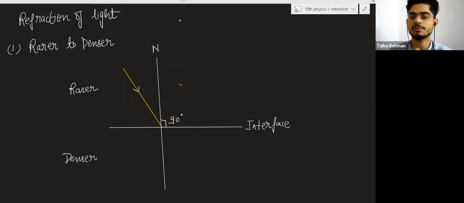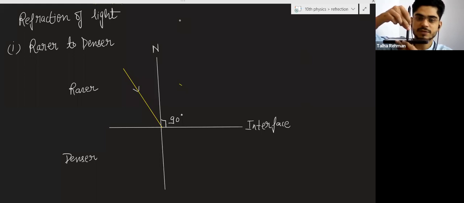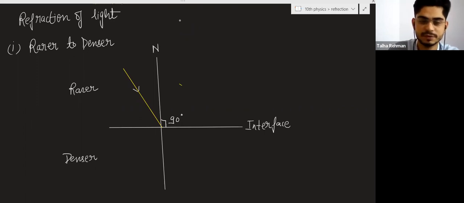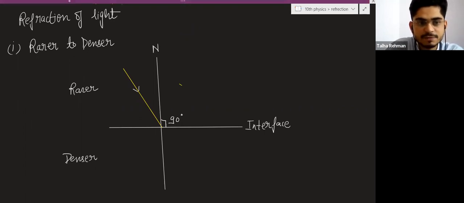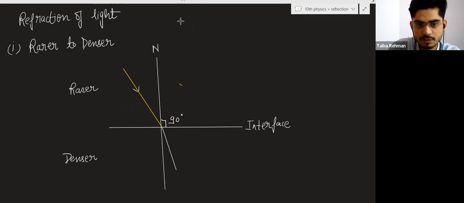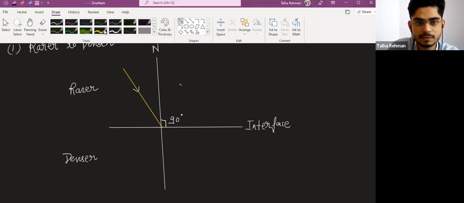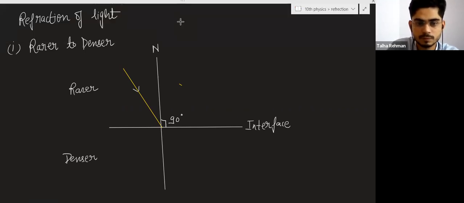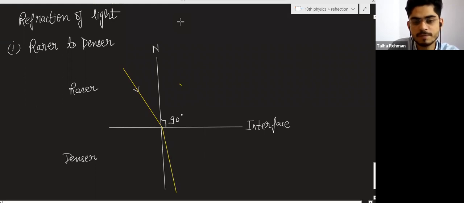What is the meaning of normal? A normal is a straight line to any surface. A normal is a straight line making an angle of 90° with the surface. Suppose this is a surface. If this is the normal line, then it will make the angle of 90° with the surface. So whenever the light ray travels from rarer to denser medium, it will always bend towards the normal.